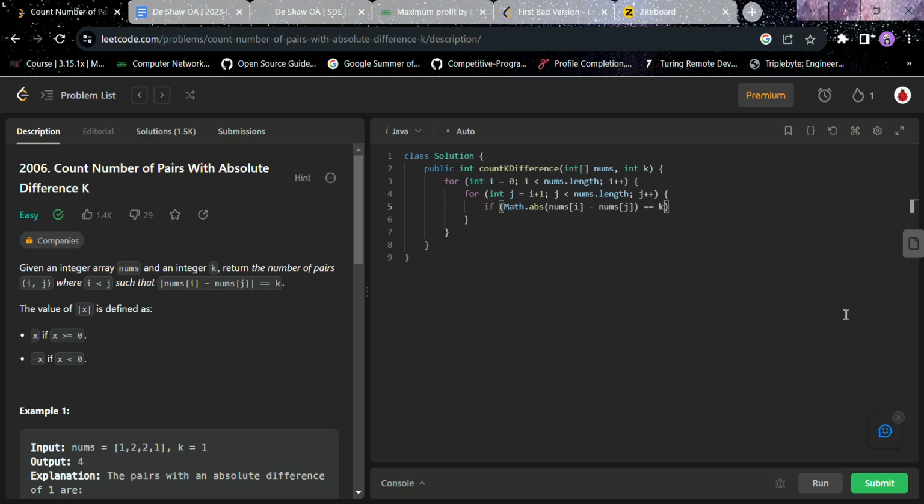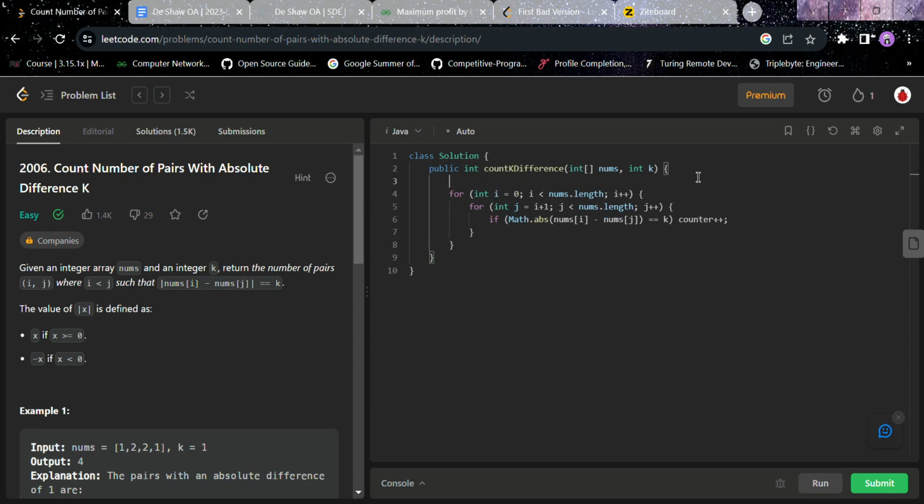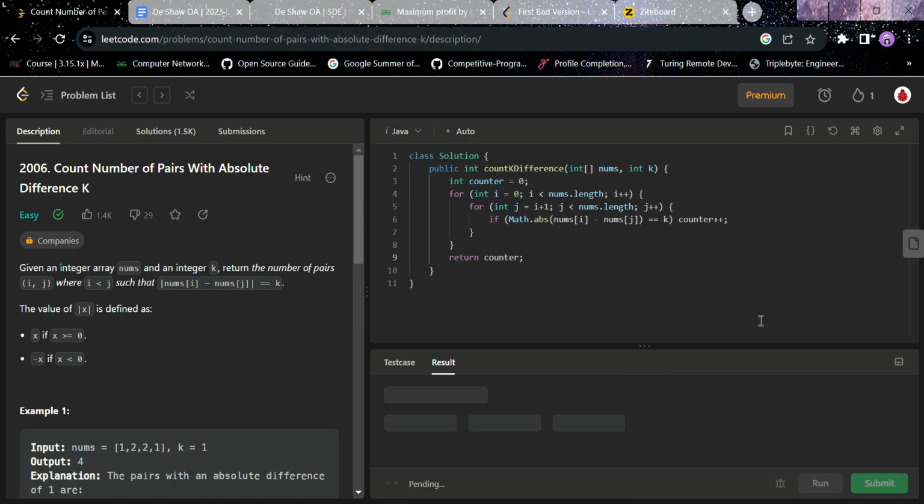If it is equal to k, we will increment our counter plus plus. We haven't declared our counter, so counter equals to 0. At last we will return counter. Okay, so that will run, I guess. It may give TLE sometimes. Okay, it's running, I guess it will submit also.